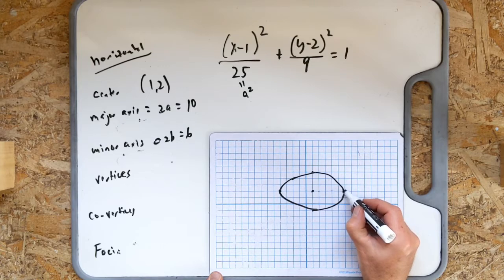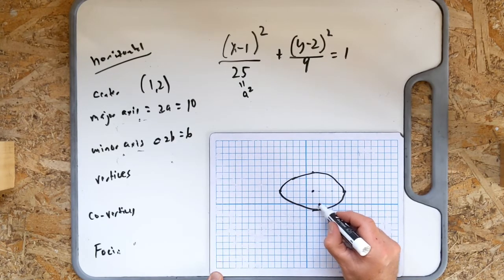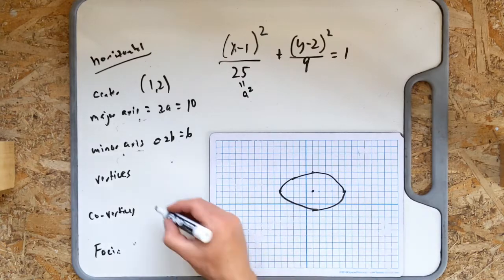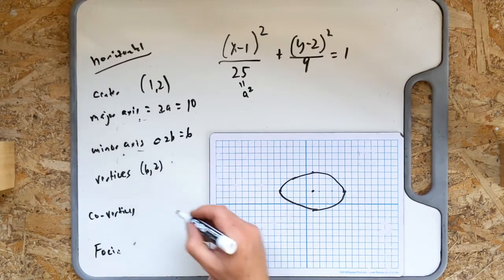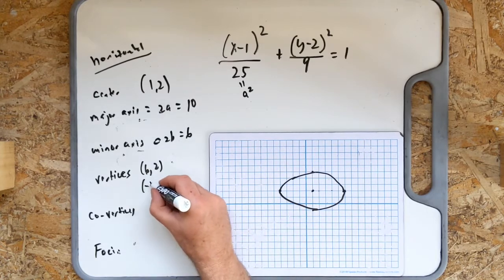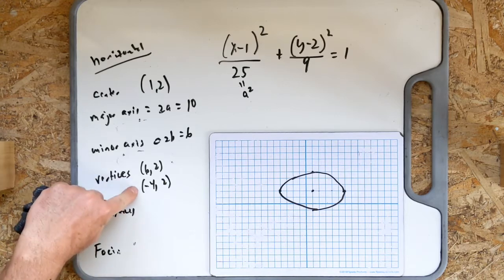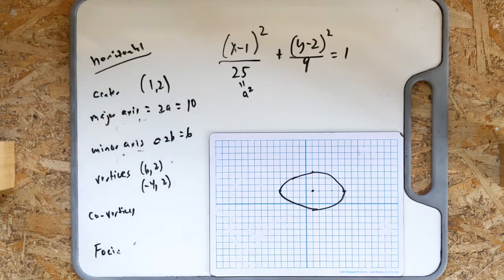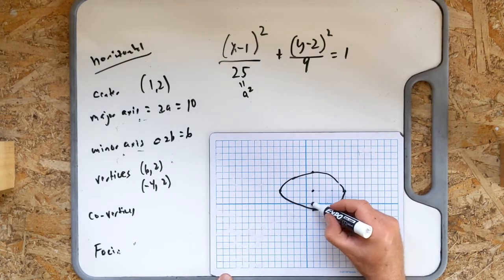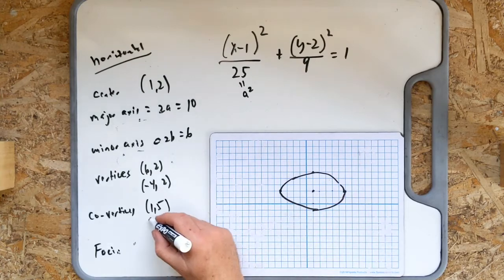Just take this point now you created as your vertex over here and see what it is. It's 1, 2, 3, 4, 5, 6, 2 is one of them. And the other one is at 1, 2, 3, 4, negative 4, positive 2. And you can actually see if you get the difference between 6 and negative 4, you get 10, which is the major axis. The co-vertices are up here, 1, 5, and 1, negative 1.